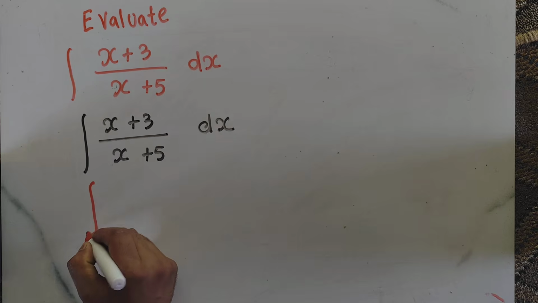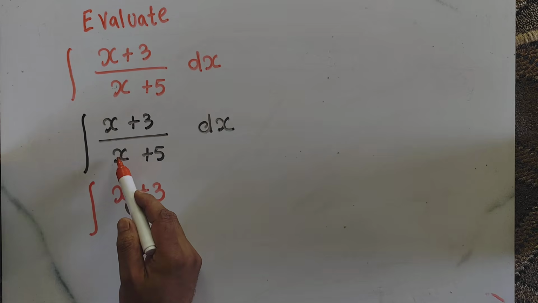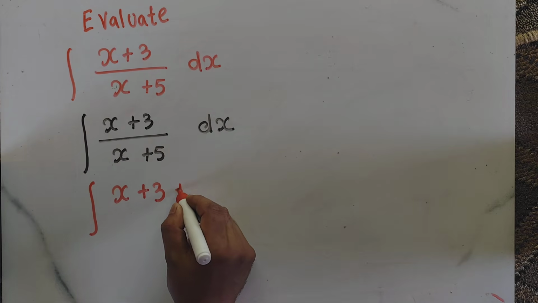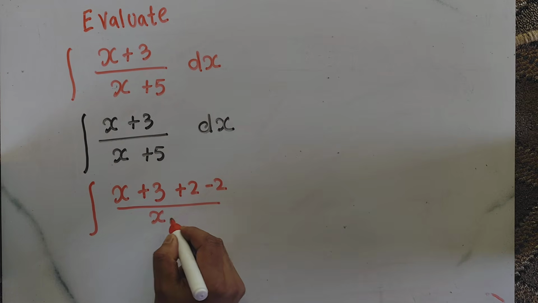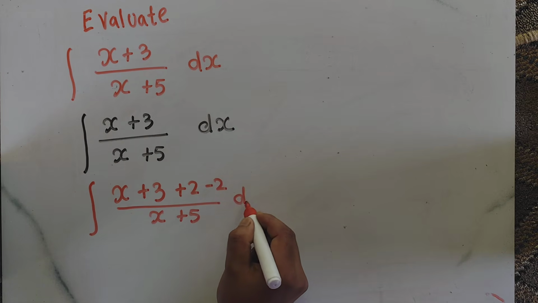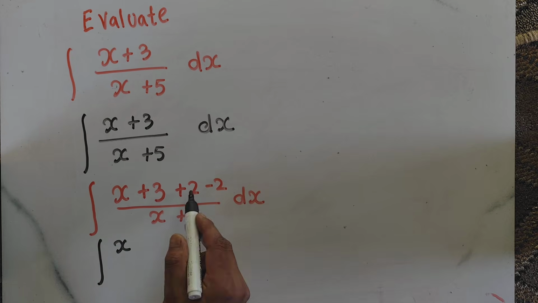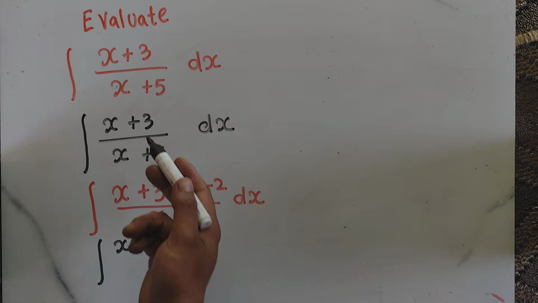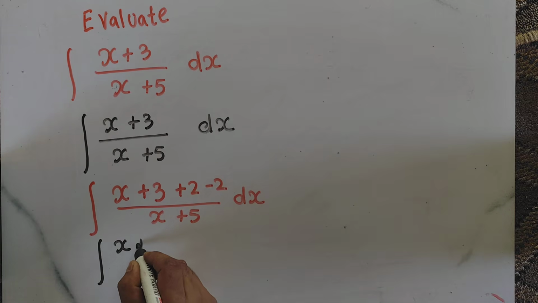So can we rewrite it like this? We have x plus 3, we need to form x plus 5 in the denominator. So can I add 2 and subtract 2, then divided by x plus 5 dx. Okay, that means we will get x here, 2 minus 2 is 0, so adding and subtracting 2 doesn't disturb the given question. So we have x, 3 plus 2 is 5, so we write here x plus 5.